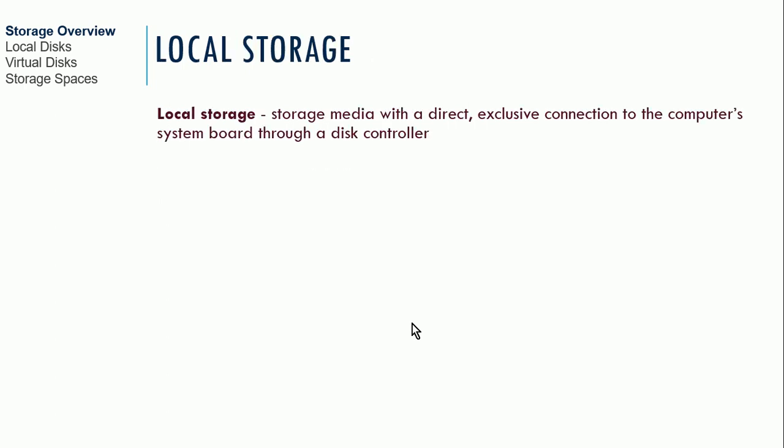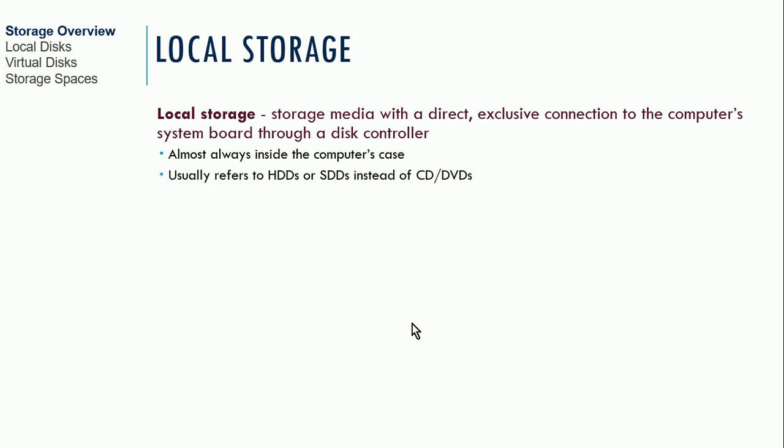Well, let's talk about local storage first. This is the simplest. Basically, this is storage media with a direct exclusive connection to the computer system board through a disk controller. In other words, local storage is where the drive is internal. It's inside the machine. It's connected through some internal circuitry, directly to that machine. We're not using networks. Nothing is external. It's all directly connected within that machine. So almost always inside the computer case. Usually refers to hard drives or solid state drives.